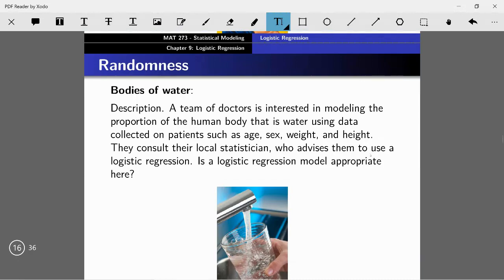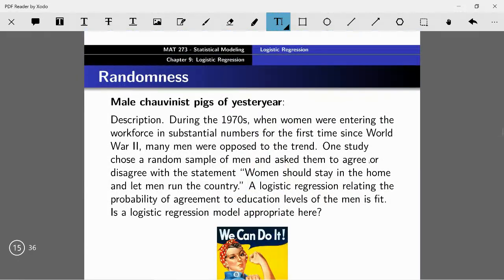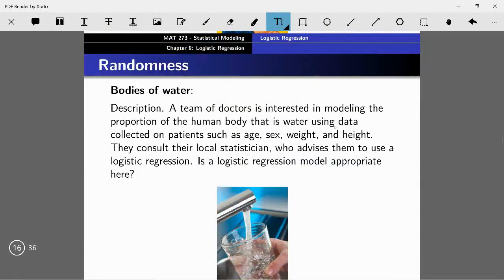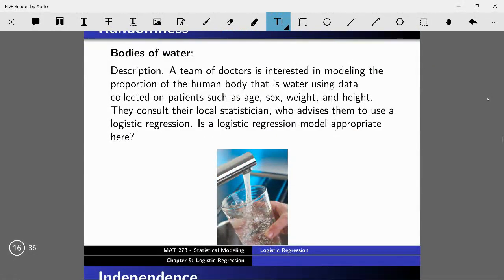All right. So a second example. In this case, logistic regression was appropriate. So now let's think about another example. This one's called bodies of water. Suppose we have some doctors who want to model the proportion, and proportions are between 0 and 1, of the human body that is water. They collect different variables such as the age, the sex, the weight, and height of different patients. And their statistician tells them, hey, that's a proportion, use logistic regression. But is that appropriate in this setting?